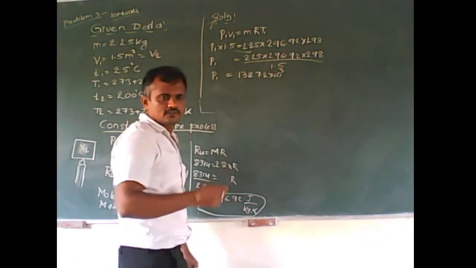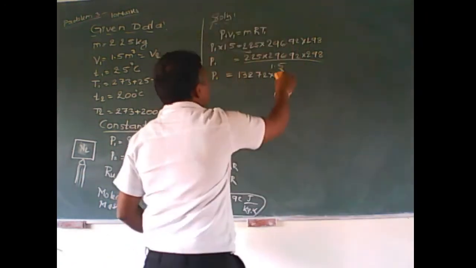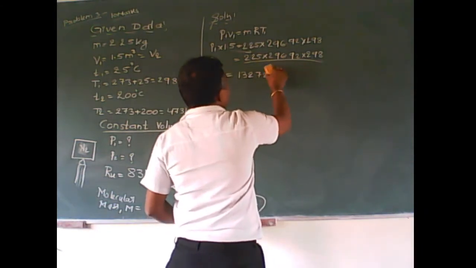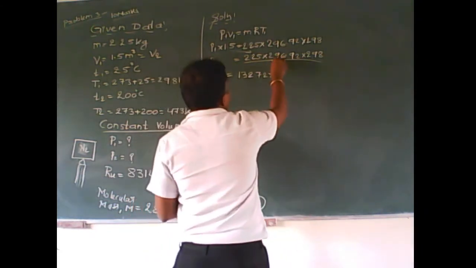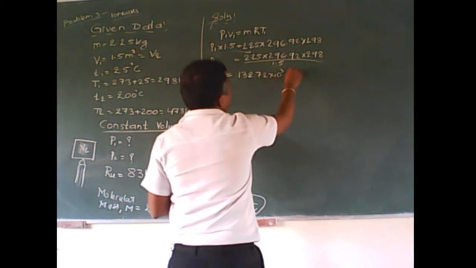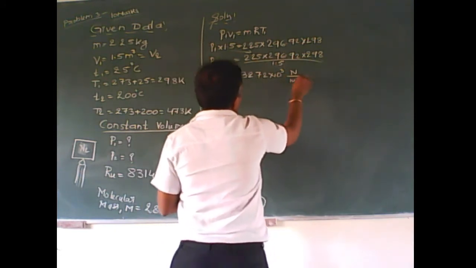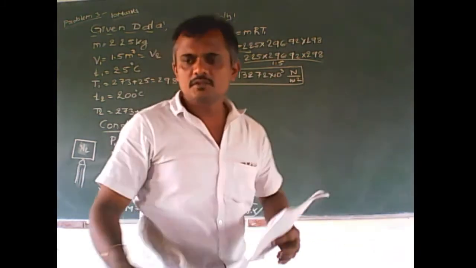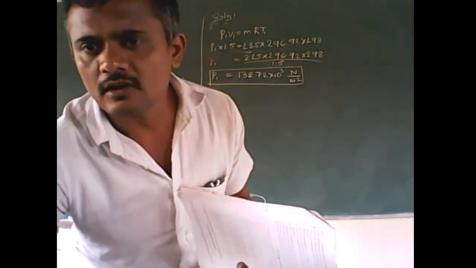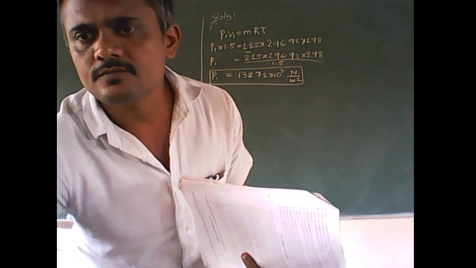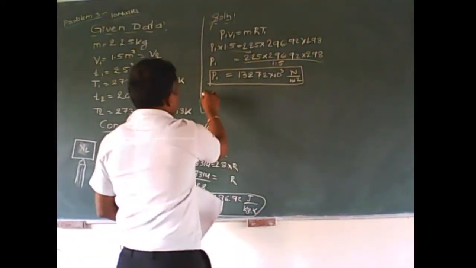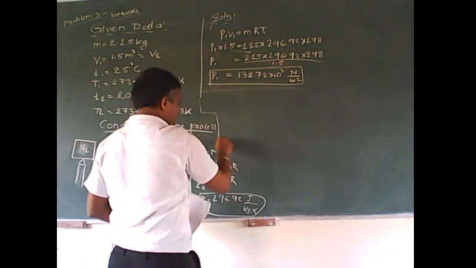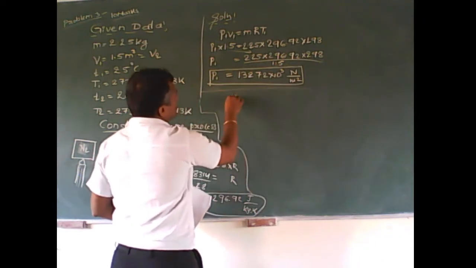And what is the unit of pressure? Normally, we have to take it as Newton per meter square. This is one value which you have calculated. Similarly, you can calculate the value of P2. Similarly, we can calculate the value of P2 here with the help of the same equation.